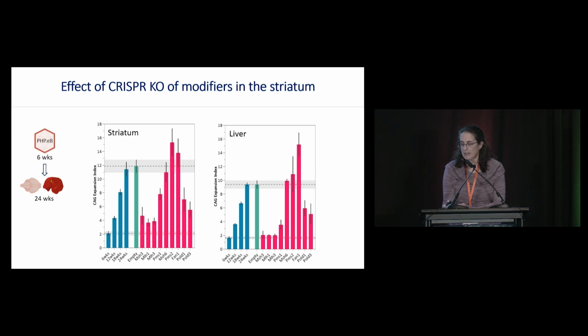The interesting thing is PMS2 and FAN1, where knocking out FAN1 in the liver has a profound effect relative to knocking out PMS2, but the opposite is true in the striatum. So this starts to speak to different tissue or cell type specific effects of these knockouts, which I think speaks to different protein complexes and stoichiometries and different sensitivities to that. And again, thinking about the human data as well, where there may be cell type specific effects of modifier variants.